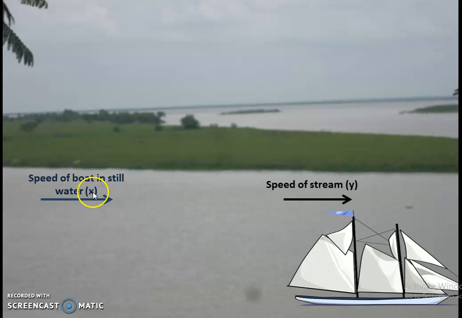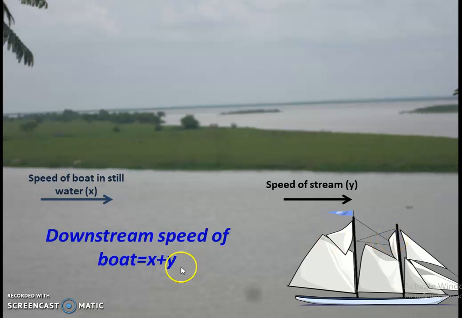We are assuming that the speed of the boat in still water is x and the speed of the stream is y, right? So in this scenario, when both have the same direction, we calculate the downstream speed, and that is calculated as the addition of both speeds, the speed of boat and the speed of stream. So when both have the same direction, we calculate downstream speed.